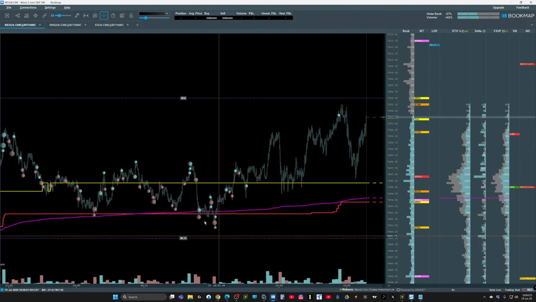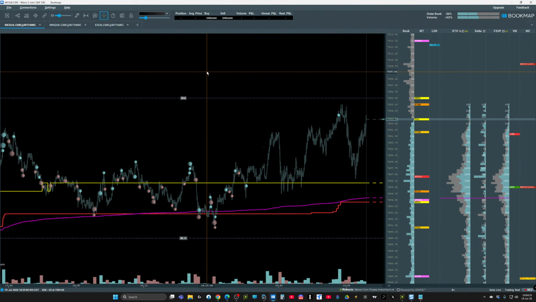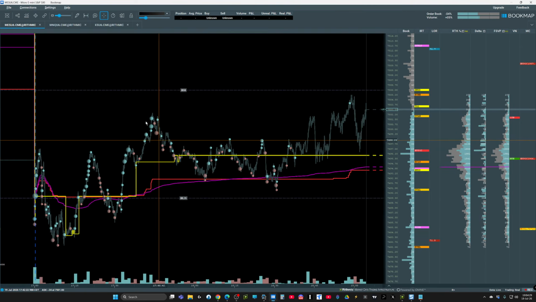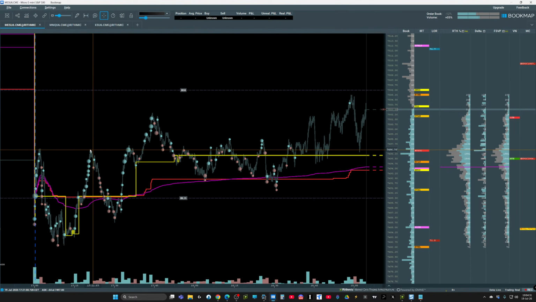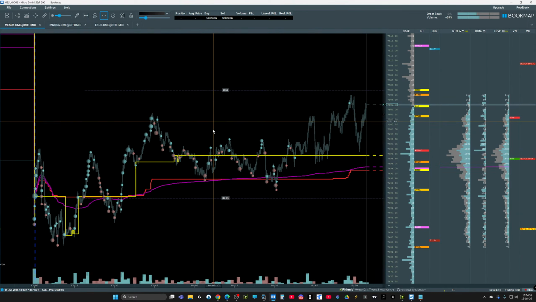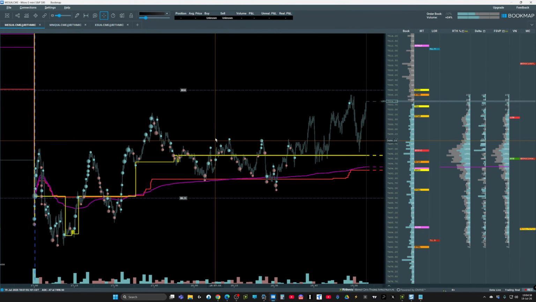Again, only live trades, only real time, never replay, never recording, never any of this rearview mirror BS. Oh, I saw this and this was a double top and I got short here and blah, blah, blah, all that internet guru kind of crap. I don't ever do any of that.